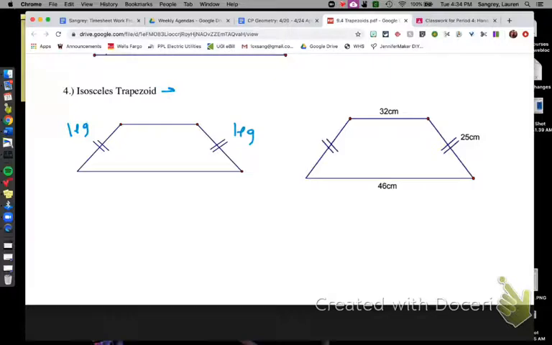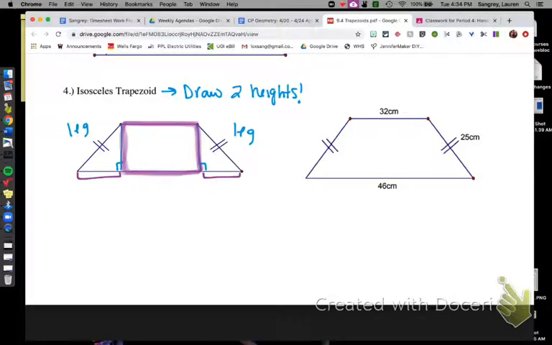And when you see an isosceles trapezoid, here is your hint. Draw two heights. Draw two altitudes, one on each side so that you get two right triangles on either side of your isosceles trapezoid. This is helpful for us in a couple of ways because we get another rectangle in the center. So this is happening because we drew two altitudes, one on either side. This is also helpful because each of these pieces on either side will be congruent.